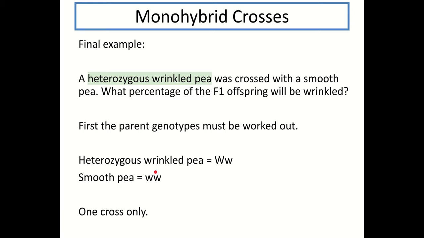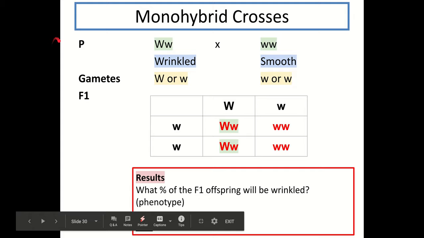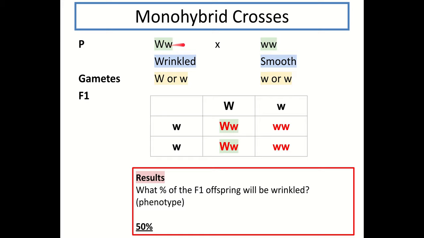So the parent generation, I put P over here, and basically we have genotypes big W, little w, and little w, little w. And we got that from understanding the terms used in the wording of the question. That's why those terms are so important. So the first thing we have to do is work out the gametes. This parent can pass on either big W or little w, and this one can only pass on little w or little w.